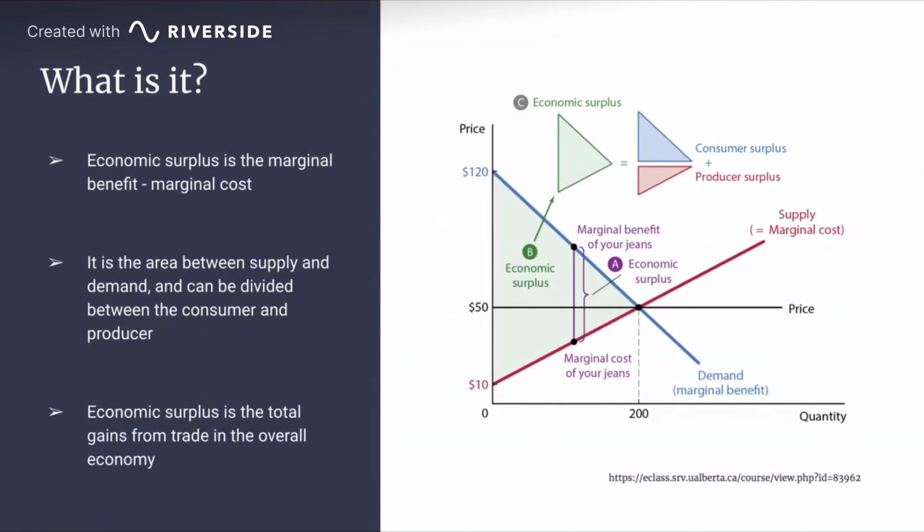It can be represented by this green triangle right here and broken down into two parts called consumer and producer surplus. You can also just calculate it by subtracting the marginal cost from the marginal benefit, or demand minus supply. So once again, just this green triangle.